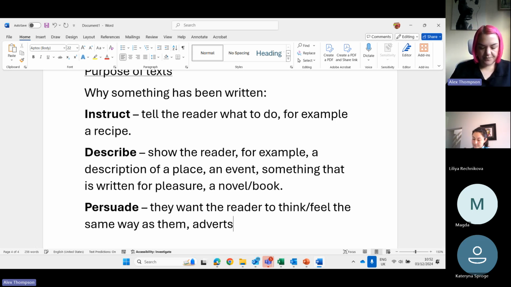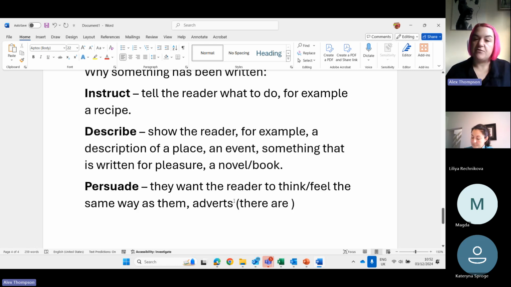There are, and I will write this in here, a list of specific techniques that people use for persuasive writing, which go by the acronym Daft Forest. We will have an entire lesson just on Daft Forest features.